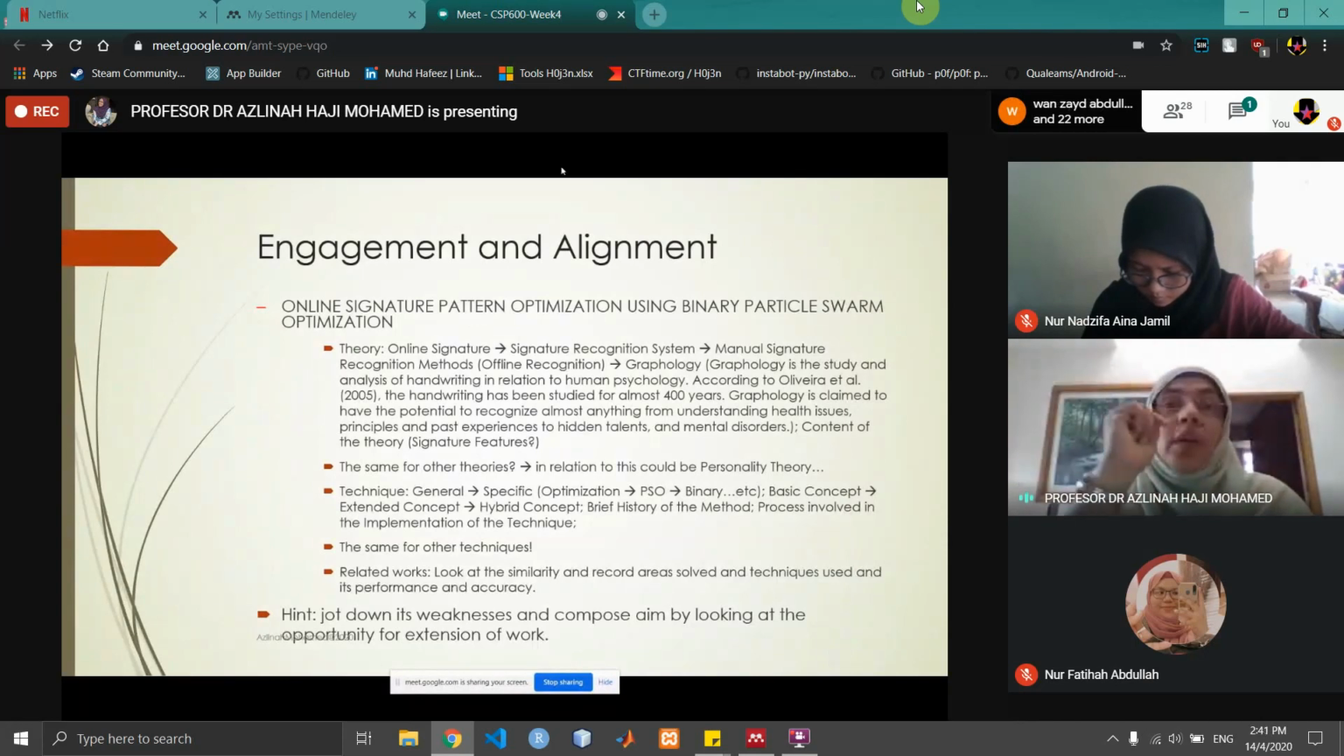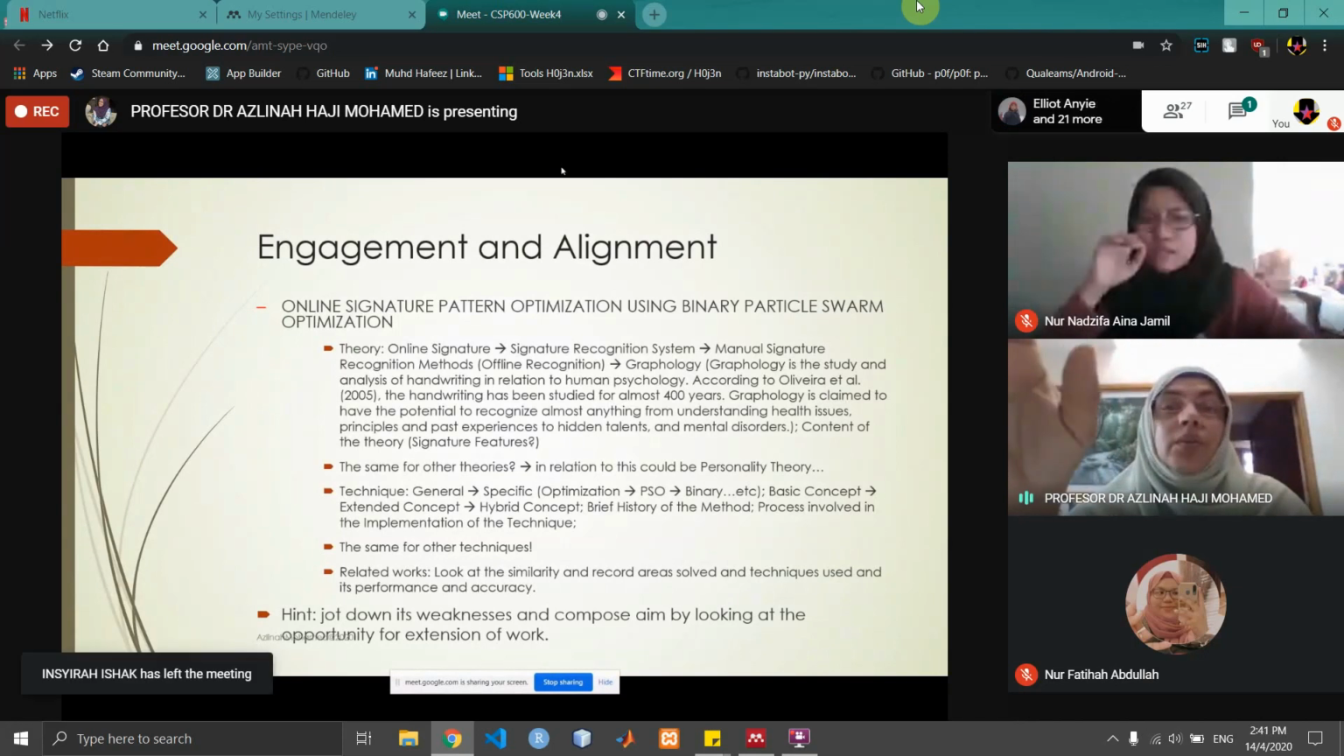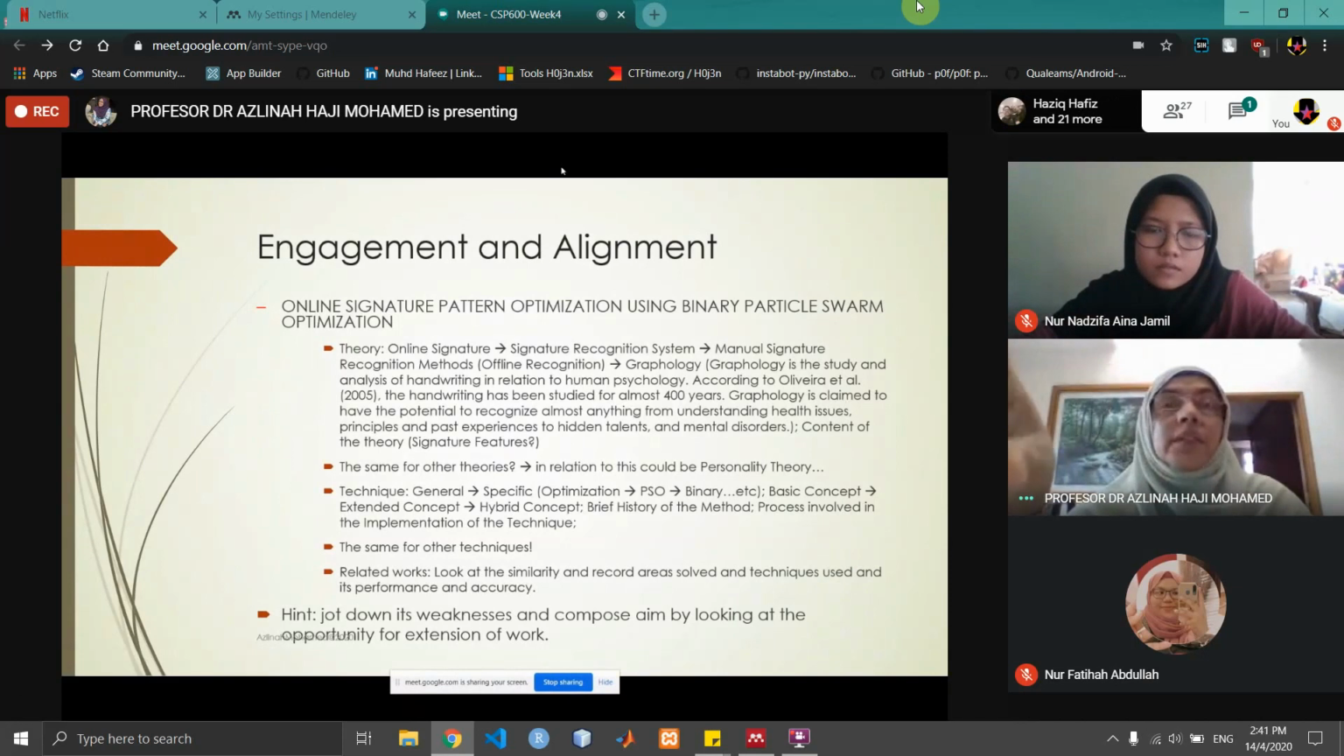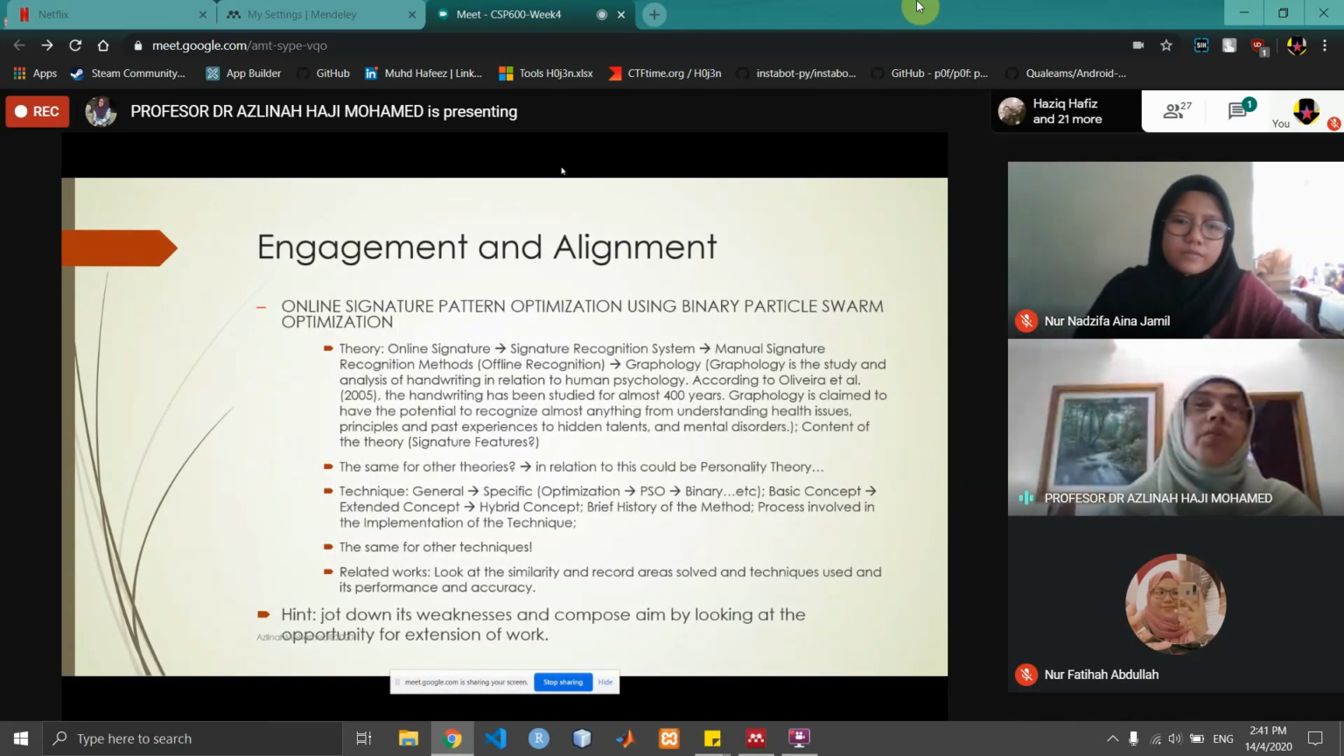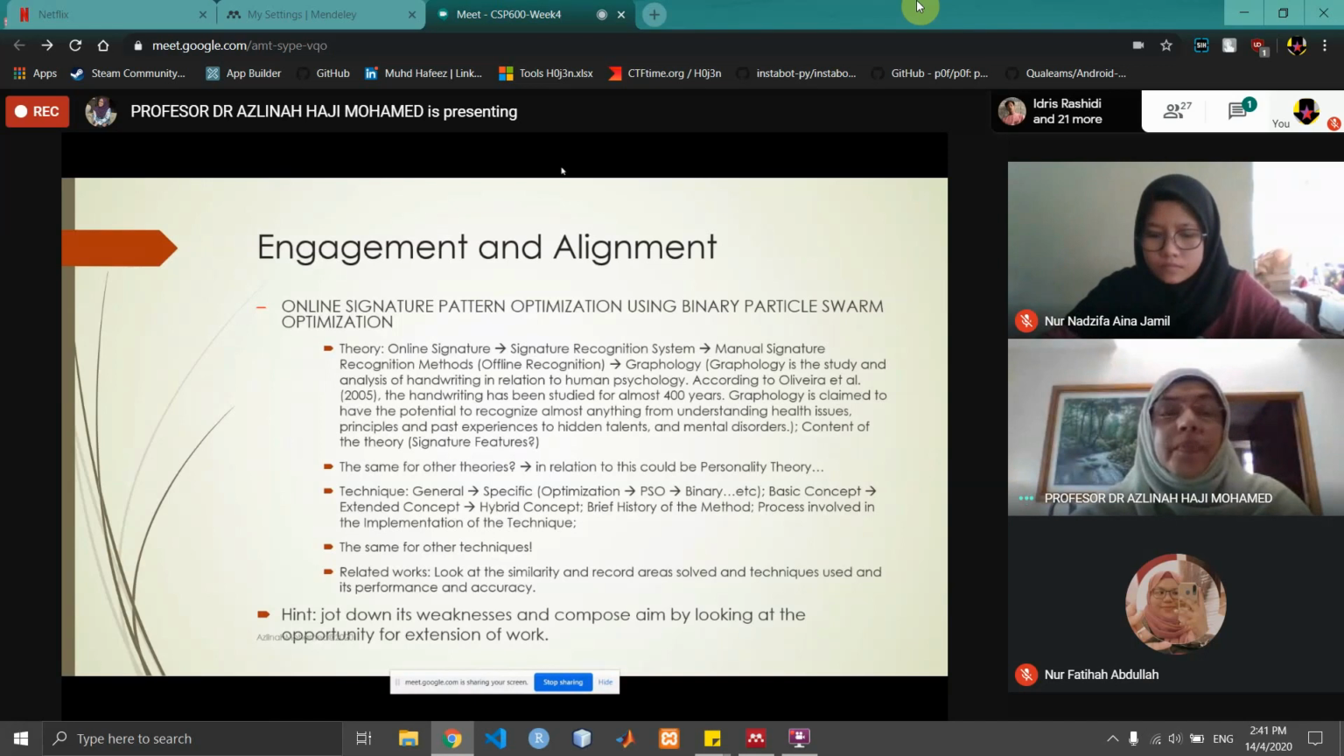People are going to ask you, have you looked at this signature recognition system? At least if you look at one or two, you can mention that this is the most current. Always remember the references that you take: please take the most current, so that you take note of the current situation before you proceed with your own work. So signature recognition system can be one, and then you can look at the manual signature recognition methods, which is offline recognition. This is also very important.